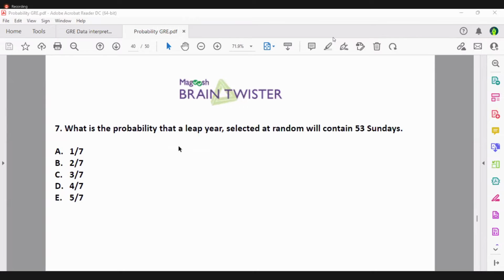Next question. What is the probability that a leap year selected at random will contain 53 Sundays? This is a pretty easy answer. 2 by 7. Yes.